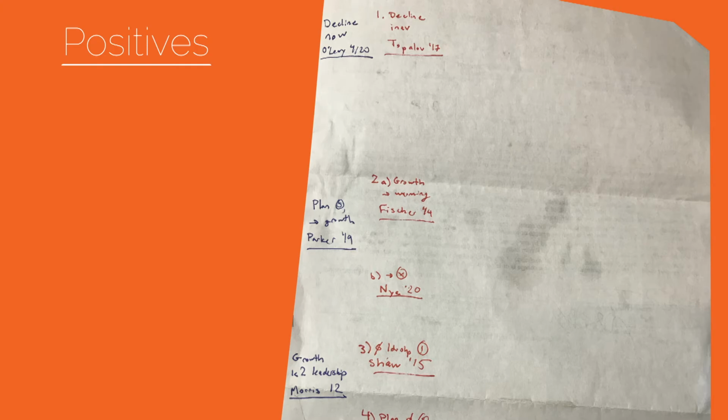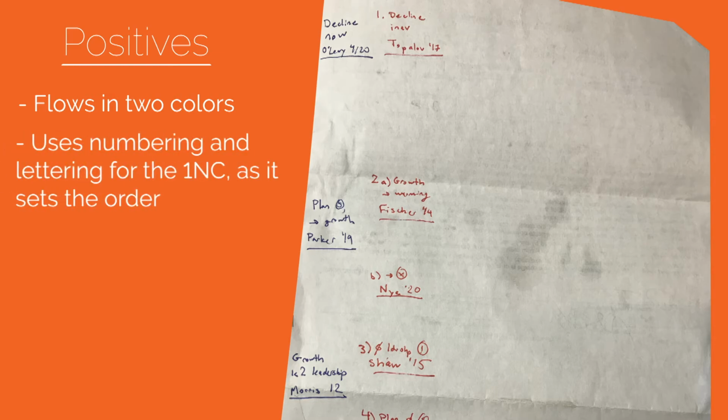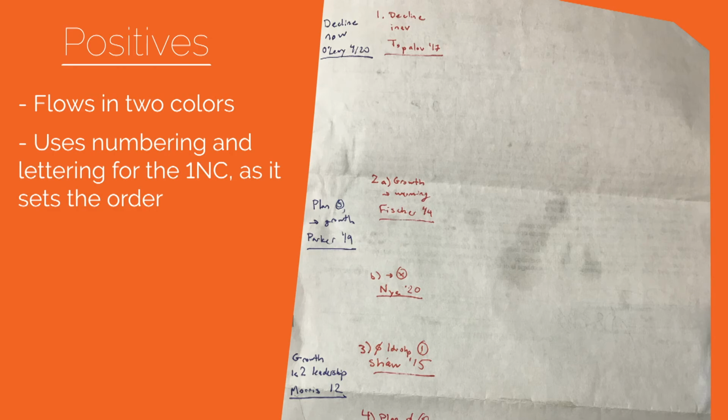One is that it flows the 1AC and the 1NC in 2 different colors, which is always important. Second is that it uses numbering and lettering from the 1NC to flow those arguments in order to better organize them and perhaps better respond to them in a 2AC, block, 1AR, or any speech later in the round. It uses a number of shorthand symbols and abbreviations that make sense to the individual who is flowing. So it cuts down on the time that you need to spend writing.